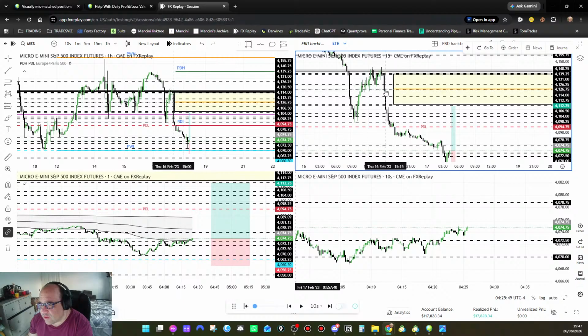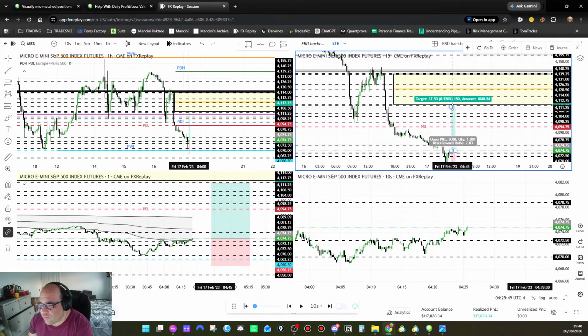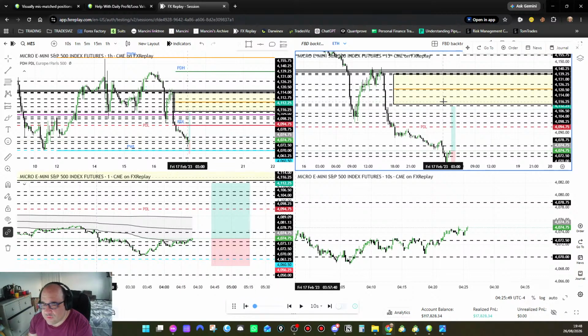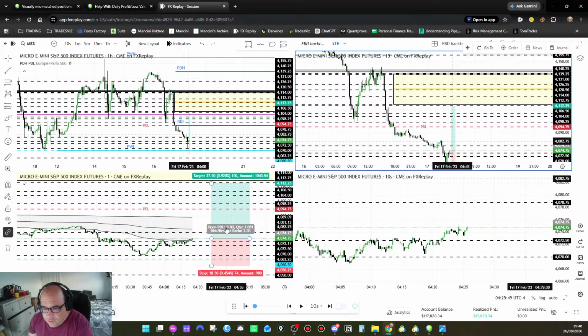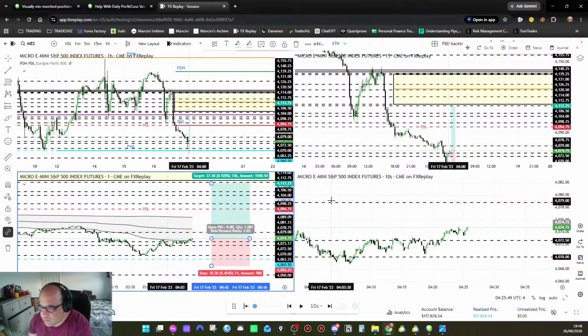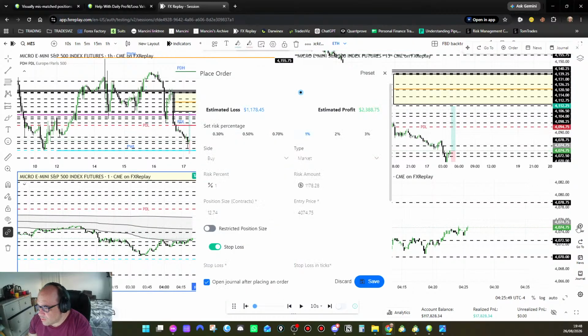This was the level that originally broke, and this is when it just came down and collapsed. So normally we would aim for the backtest, but I would go for the 2R to the previous DVA low. Anyway, okay, let's put the order now.